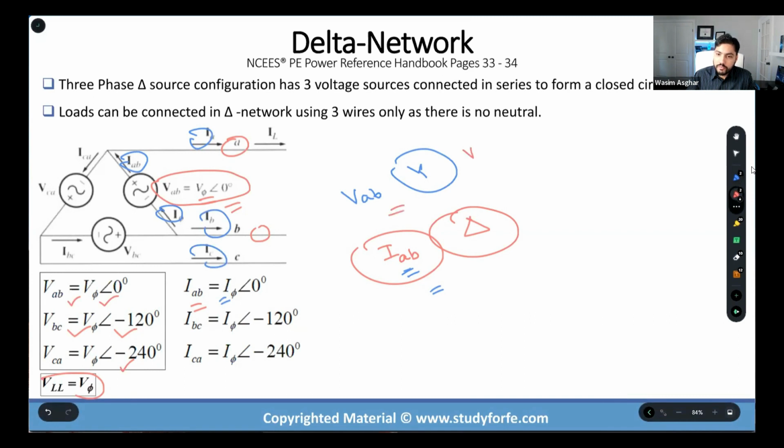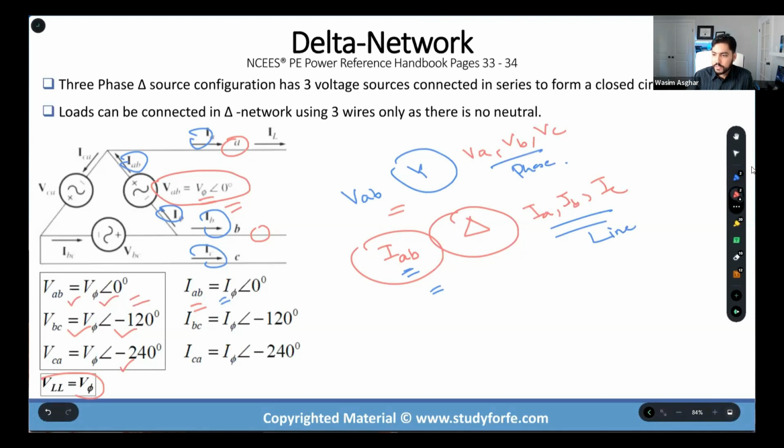Over here, VA is the Y phase voltage. VB is the Y phase voltage. VC is the Y phase voltage. Okay. So when I'm saying IA, IB, IC, the tables have turned. These are line quantities. Okay. And these are phase quantities.